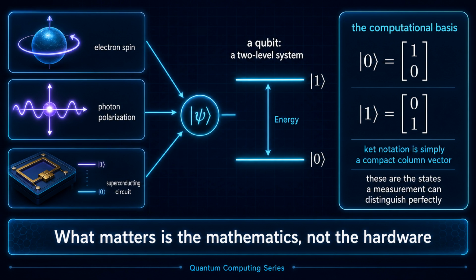We label the two states using ket notation, which is simply a compact way of writing a column vector. Ket 0 is the column 1, 0. Ket 1 is the column 0, 1. Together they form the computational basis.